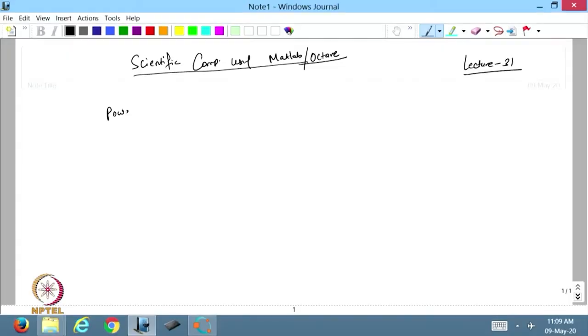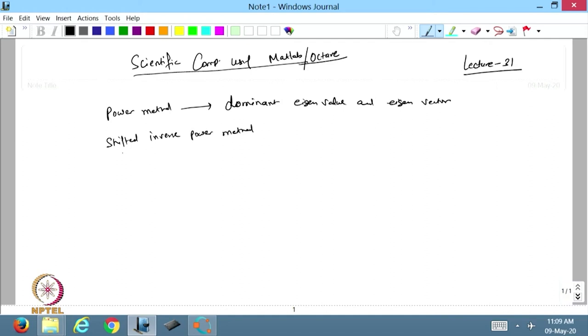So in the previous lecture we have discussed what the power method means. We know that the power method gives you the dominant eigenvalue and eigenvector. Then we discussed the shifted inverse power method, that is used for finding the A minus alpha I inverse.